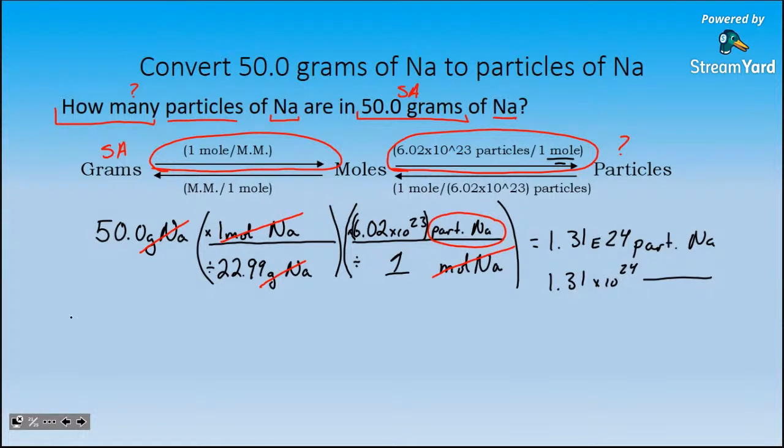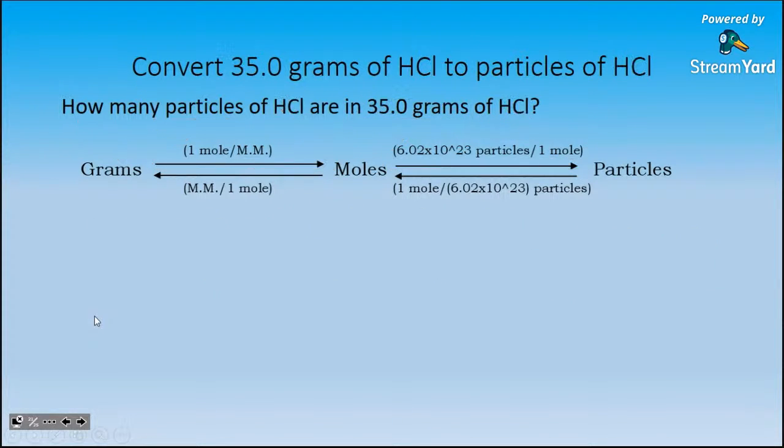So that's the first problem. So let's go on and work a second. So this problem is asking us how many particles of HCl are in 35 grams of HCl. So how many particles of a substance are in a starting amount given in grams of that substance. And like always, if you want to pause the video, give this one an attempt, and then unpause it and check your work using my work, please feel free to do so.